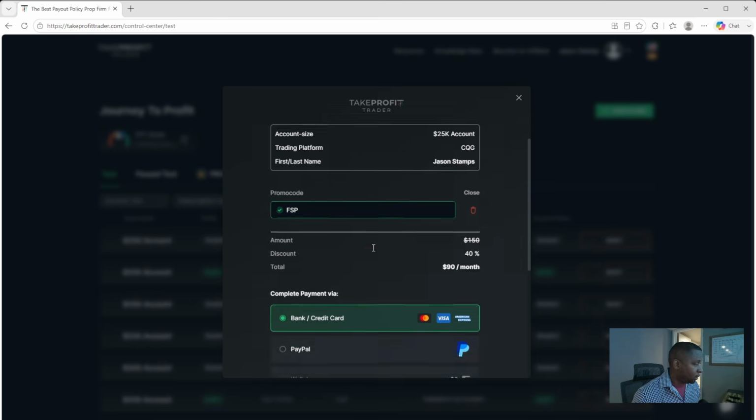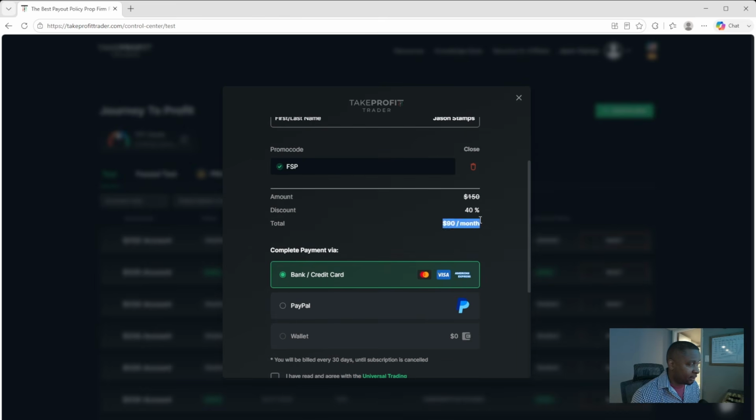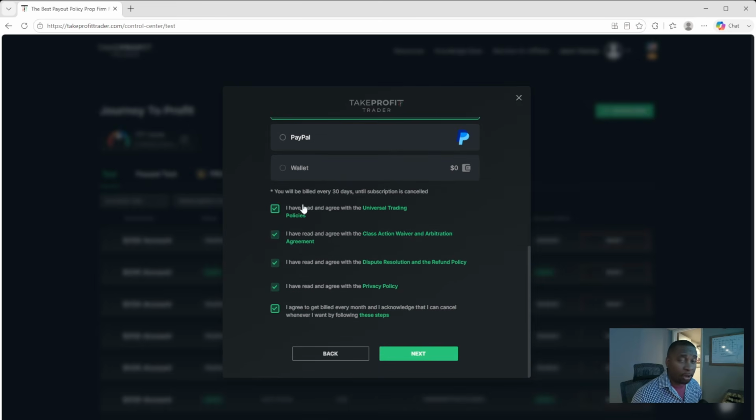Okay. Now you go down, you'll notice that it's $90 per month, but we have no intentions on keeping the account for a month, or this particular account for a month anyway. We are either going to pass the challenge within 30 days or a month, or we are going to blow the account. Choose your method of payment. All right, check the boxes below to agree to the terms after you've read and reviewed them. Hit next.